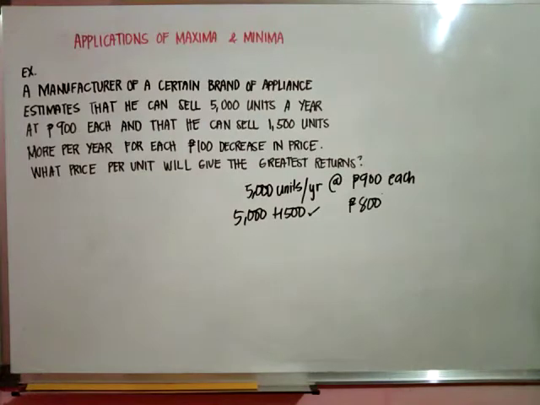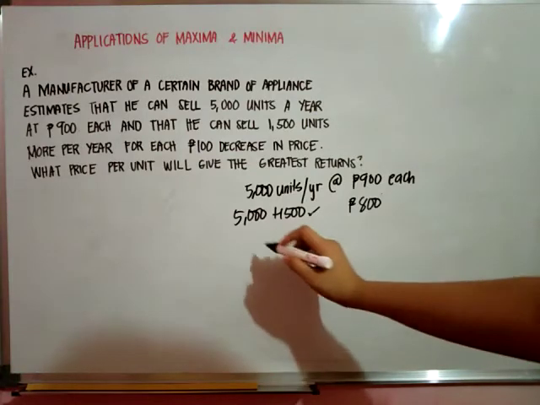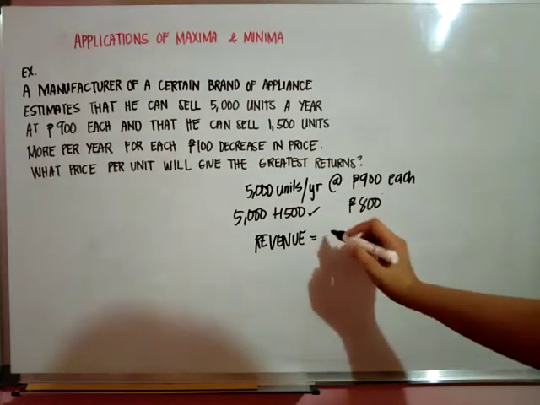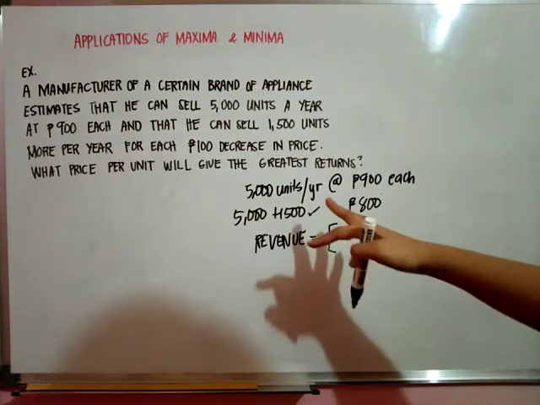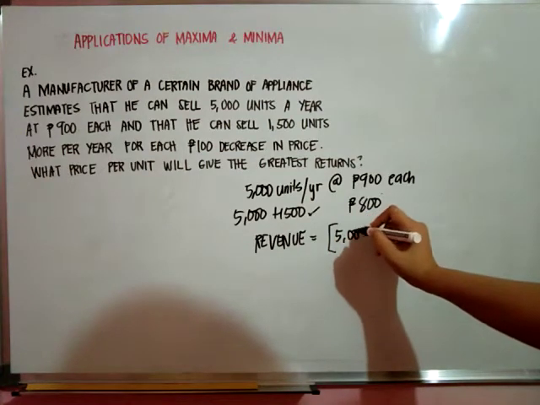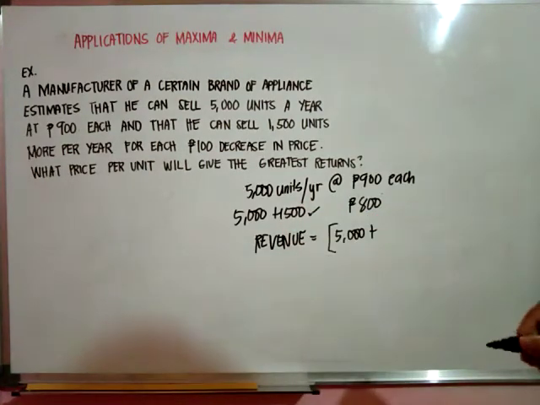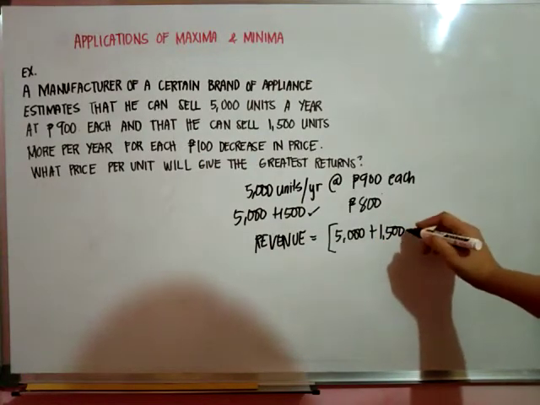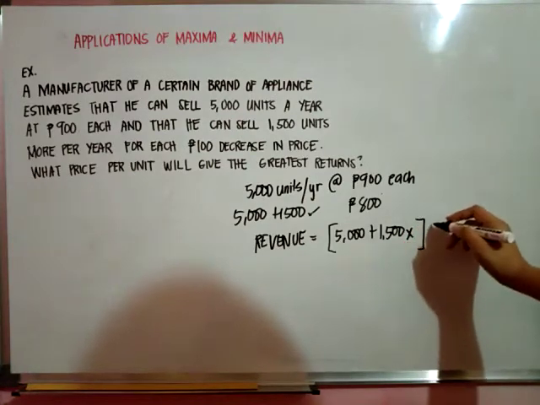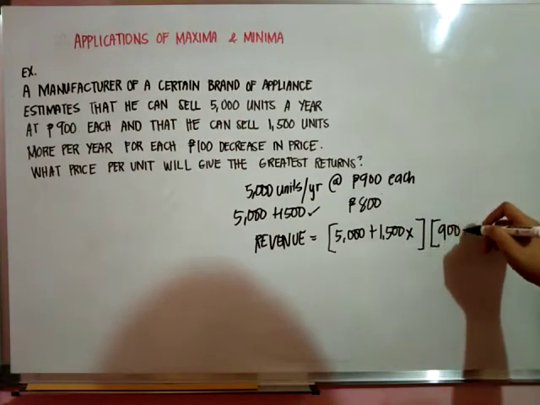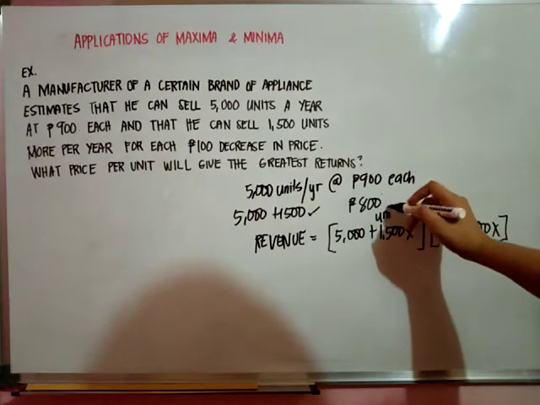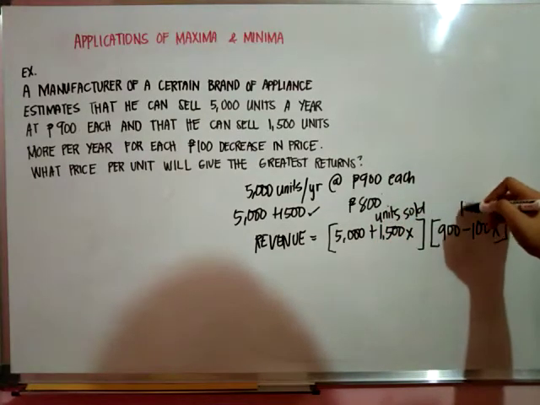So, ang mangyayari, magde-develop tayo ng equation. So, ano ba yung magiging return sa atin? So, or the revenue, yung kikitain? Dun muna tayo sa number of units. So, yung number of units natin, sa simula, meron tayong 5,000. And then, magdadagdag tayo ng 1,500 times x kung ilang beses natin i-decrease yung price by 100. So, ito yung number of units sold times nung price, unit price.